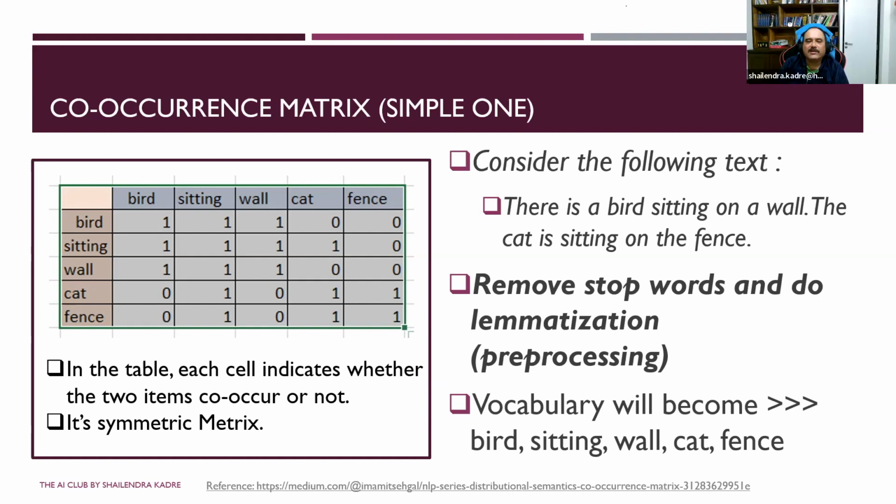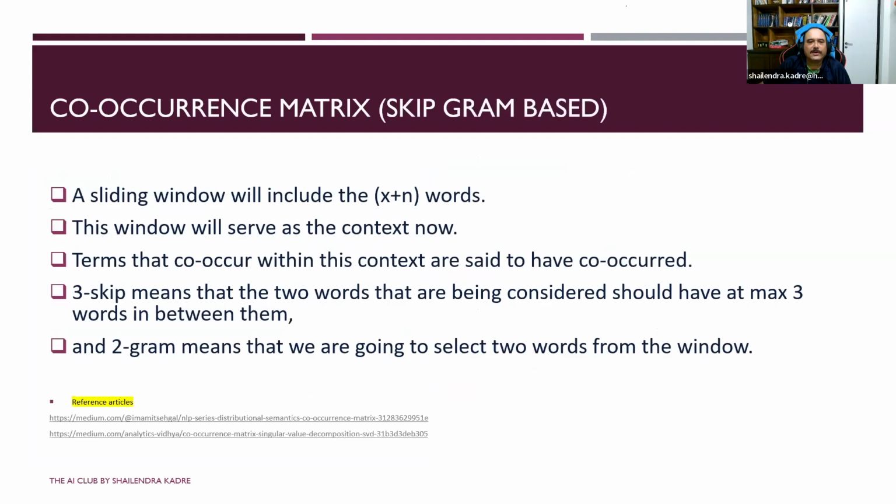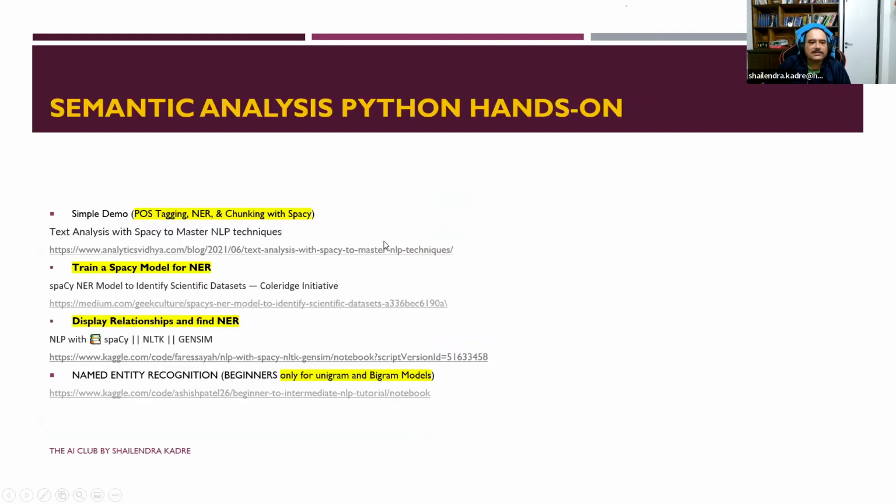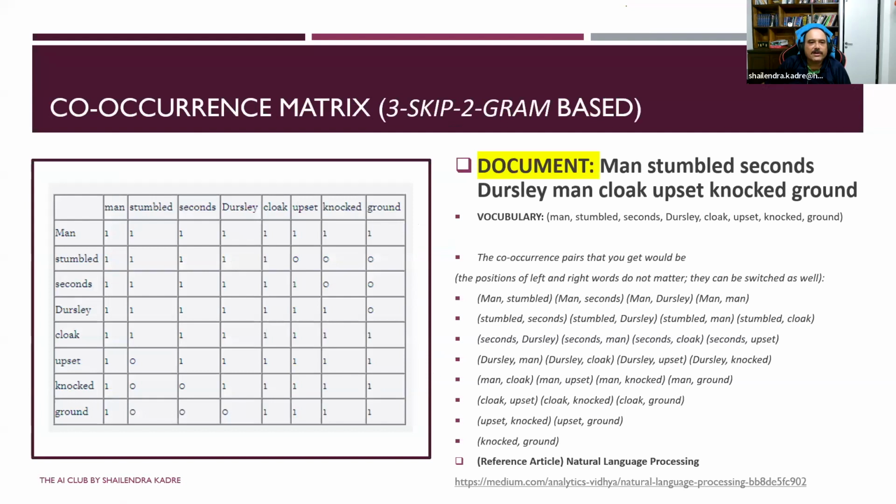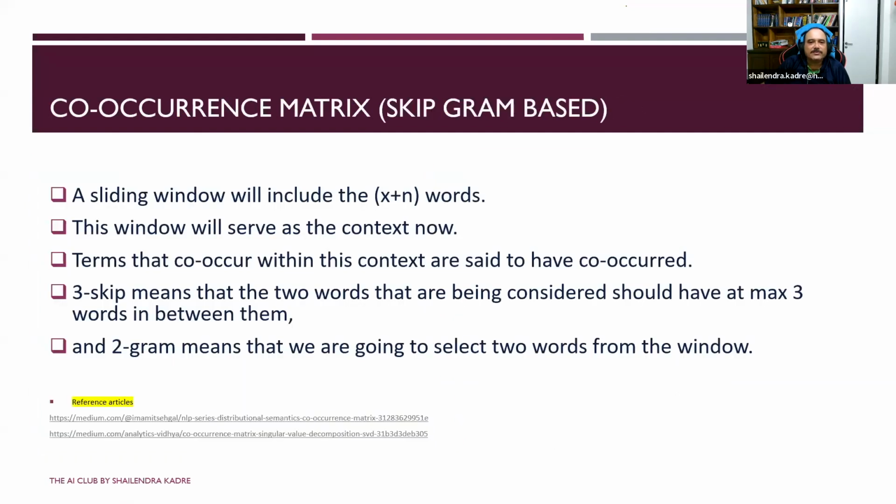I am telling you these are very, very simple concepts. So you should know what a co-occurrence matrix is. And there is one more concept called skip-gram based. This is one of the last concepts which I want to explain today. This skip-gram based is a little tricky.